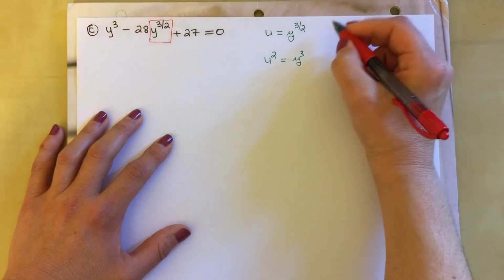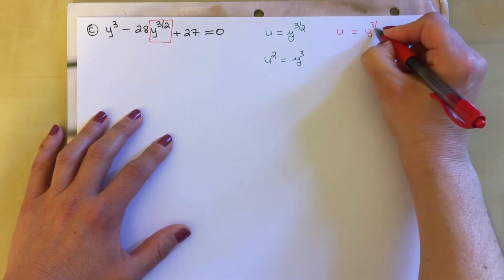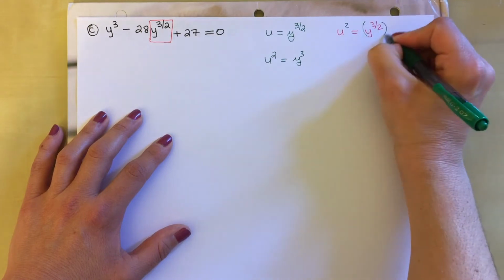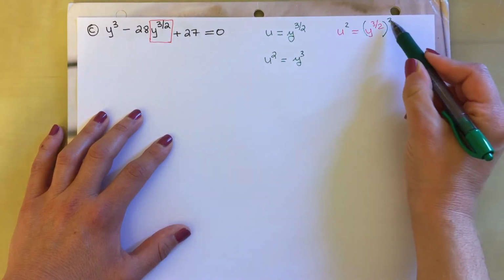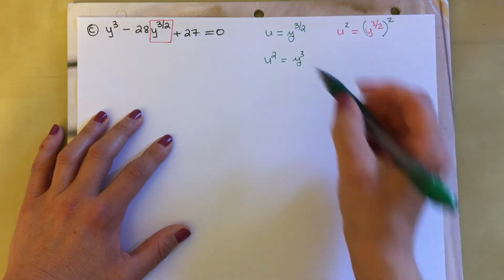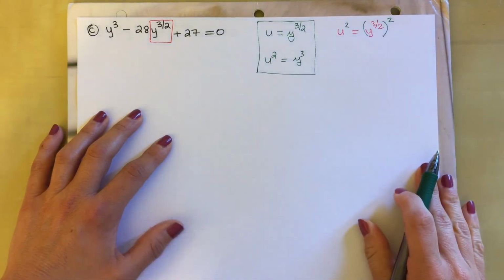Okay, so really quick, when you square, you square both sides. Exponent rule is you multiply, so these will reduce and we get y to the third. This will be what we use for substitution.